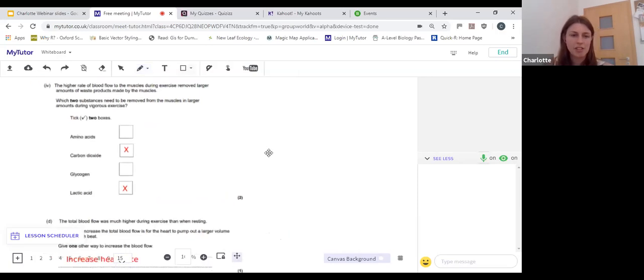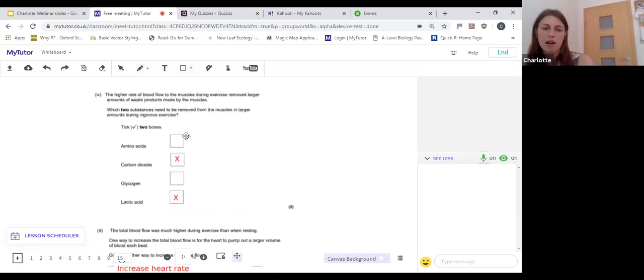Okay, here are the answers. So well done, everyone that put down carbon dioxide and lactic acid. Brilliant. Those are the two substances that would be the waste products of respiration, not photosynthesis. So carbon dioxide is taken away from the muscles and lactic acid as well when we respire anaerobically.